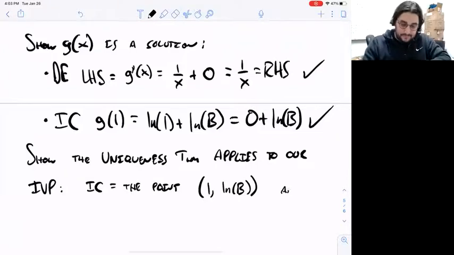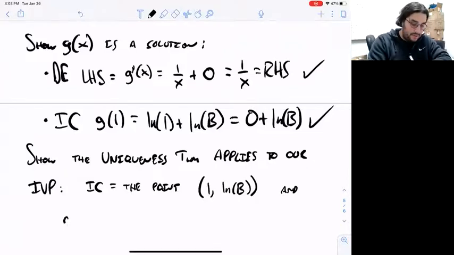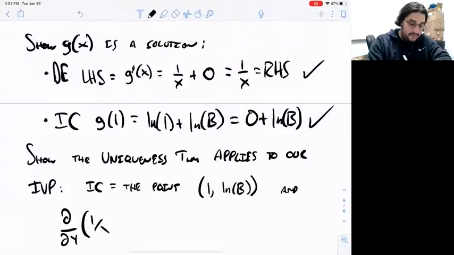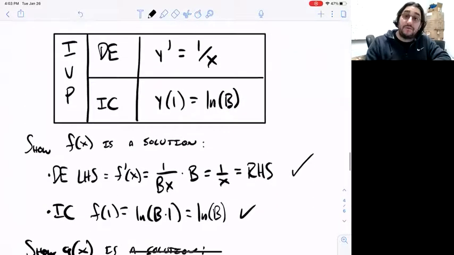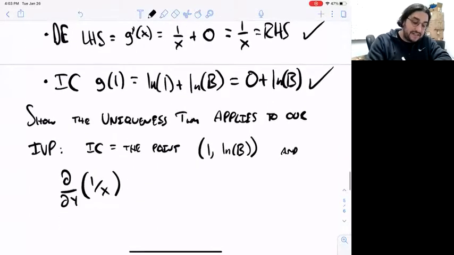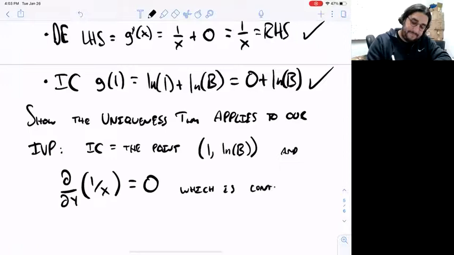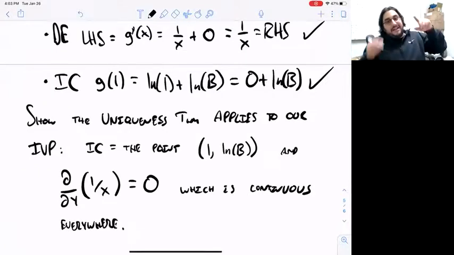And we also need the partial derivative of the right-hand side with respect to y. The right-hand side of our differential equation is 1 over x. So the partial derivative is actually 0, right? Well, that's continuous everywhere, right? So it's continuous in particular in any rectangle I choose around our point (1, log of b).